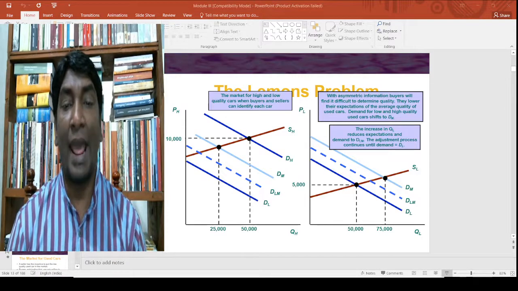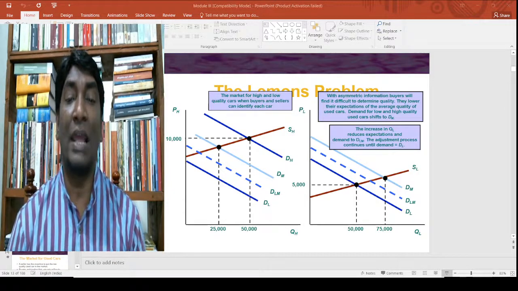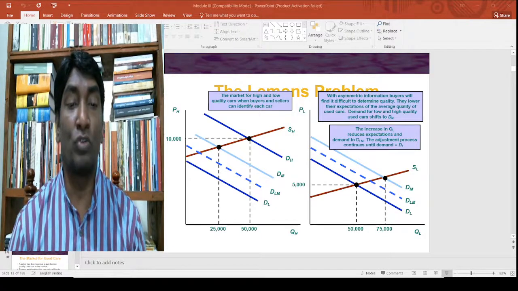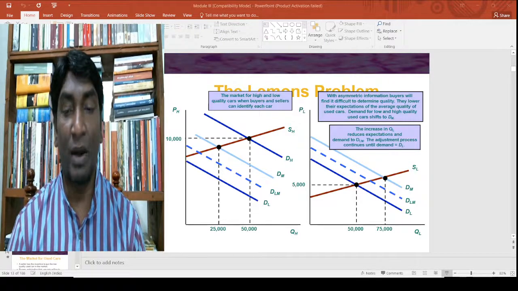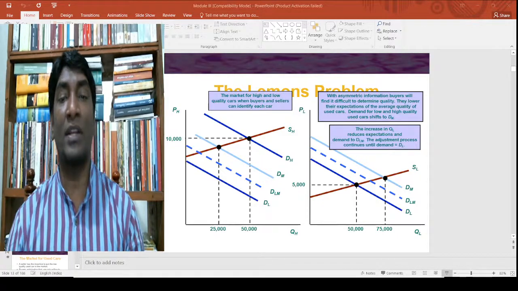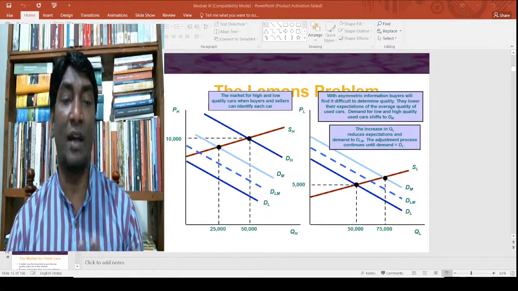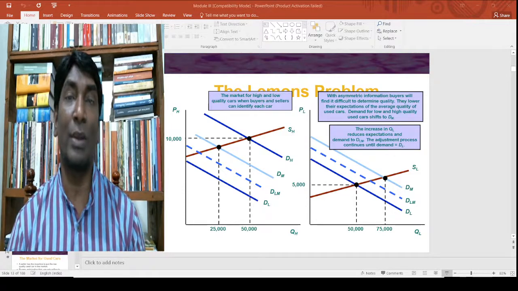So buyers anticipate that they are only willing to pay the price of a lemon for used cars, and there are too many low and too few high quality cars on the market, and low quality goods drive the high quality out of the market. And this is what happens in the real world. When one side of the transaction knows less than the other side, information asymmetry leads to economic inefficiency.